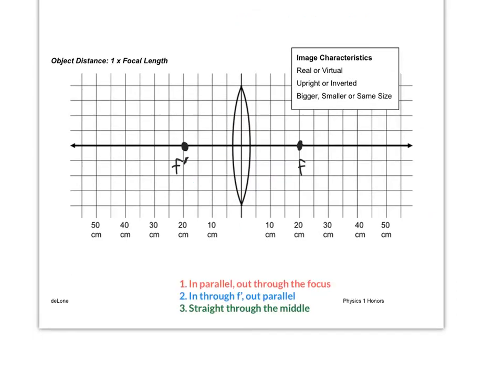Moving on to our next one here, our object is going to be located at 1 times our focal length, so it's actually going to be directly on top of F prime here. So we'll draw our rays here. We do our first ray, which is in parallel and out through the focus. That one's not a problem. Our second ray, in through F prime and out parallel, we can't actually do in this case. That ray would go straight down here and never actually hit the lens, but that's okay. We'll just skip that ray and go on to our third ray, which is the one that goes straight through the middle. What you're going to see here is these 2 rays that are going away from the lens are parallel.